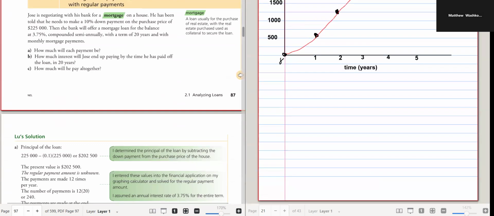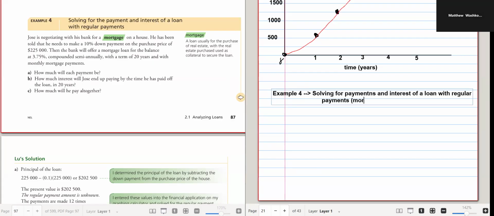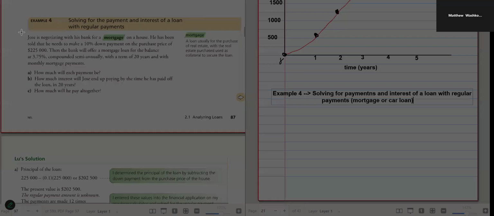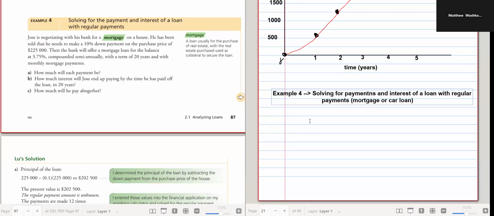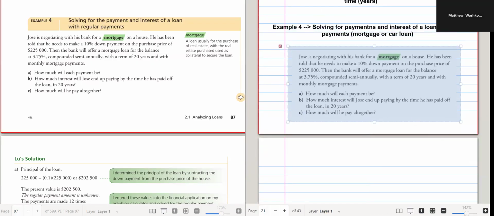We're going to jump to example 4 here. So example 4. Solving for payments and interest of a loan with regular payments. This here is stuff like a mortgage or car loan. This is your real world example here. So we're going to do example 4 here. So copy paste this question into your book. And then pause video and come back to it once you got it.